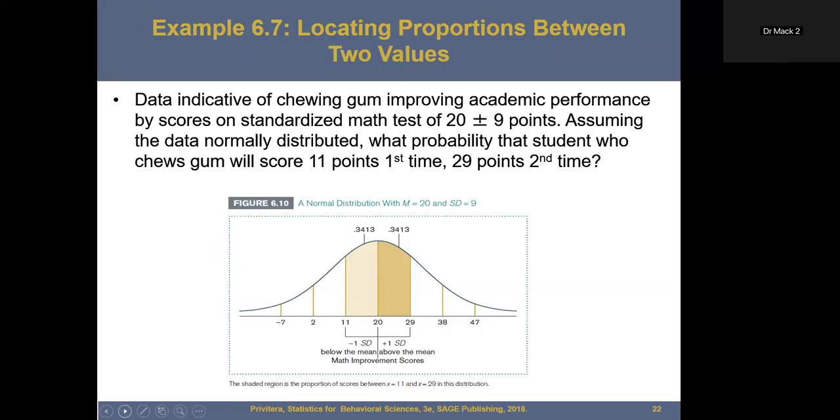So this is an example of locating proportion between the two values. Data indicative of chewing gum improving academic performance by scores on a standardized math test of 20 plus or minus 9 points. Mean plus or minus standard deviation. If you see that, that's literally your cue to think mean plus or minus standard deviation. Assuming the data are normally distributed, bell curve, what's the probability that a student who chews gum will score 11 points the first time and 29 points the second time, like more points from chewing gum? So we're walking through the math on how to do that.